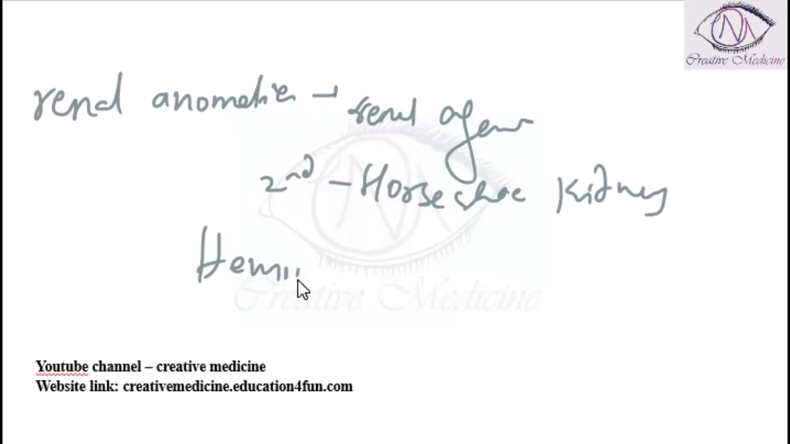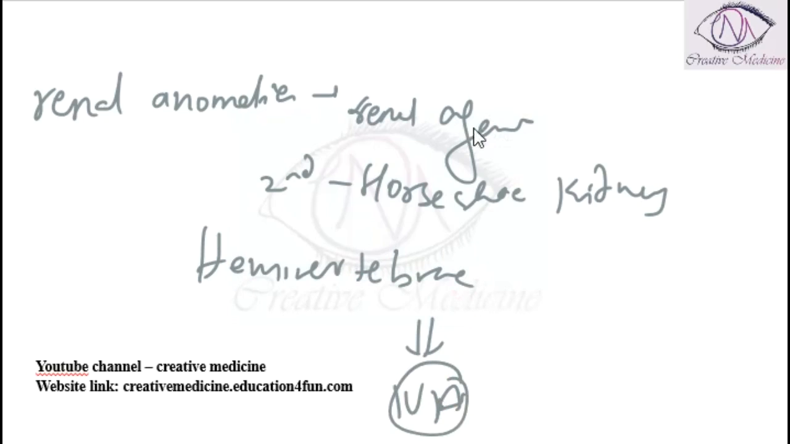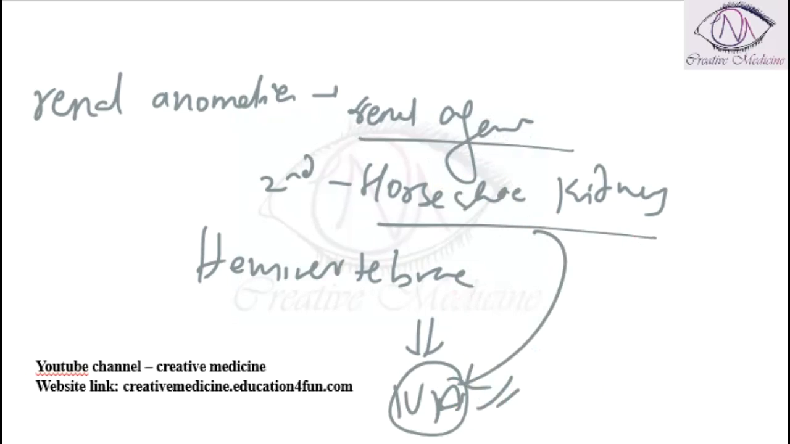For all these, we should do intravenous pyelogram. To detect the renal agenesis or horseshoe kidney, we should do intravenous pyelogram.